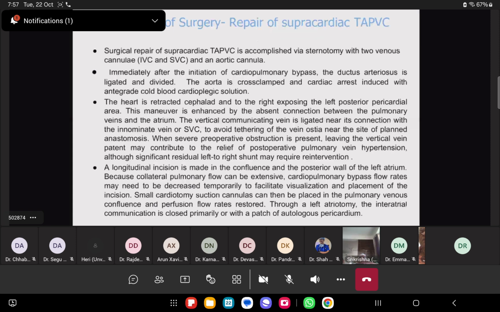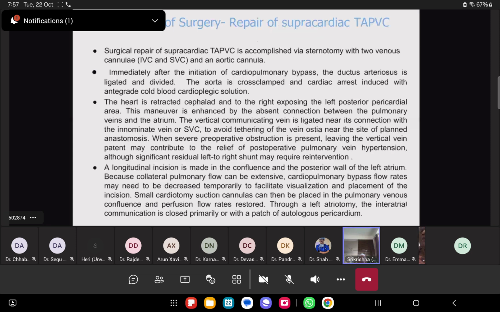The vertical communicating vein is ligated near its connection with the innominate vein or SVC to avoid tethering of the vein ostia near the site of the planned anastomosis. When severe preoperative obstruction is present, leaving the vertical vein patent may contribute to the relief of postoperative pulmonary vein hypertension, although significant residual left to right shunt may require re-intervention later.